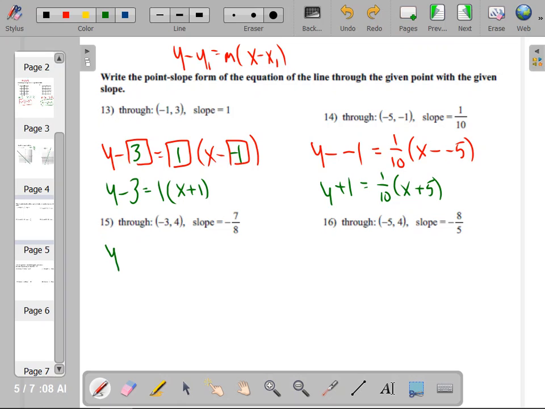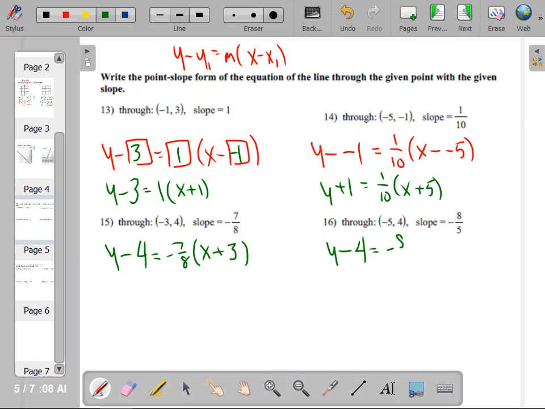A couple more. y minus, the y-coordinate is 4. The slope is -7/8. x minus -3 will be x plus 3. And then last one, y minus, the y-coordinate is 4.